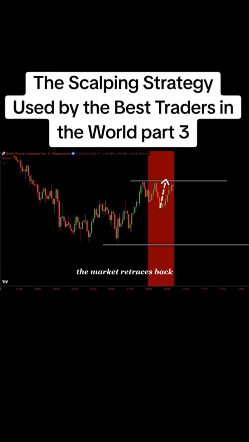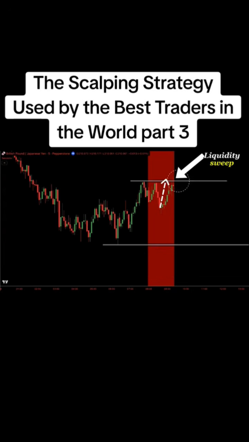The market retraces back, breaks above the resistance level, and then suddenly closes back below it. This is a valid institutional footprint created by a long wick liquidity sweep. The move is fast, sharp, and aggressive. This tells us that the breakout failed and that buyers were trapped above resistance.